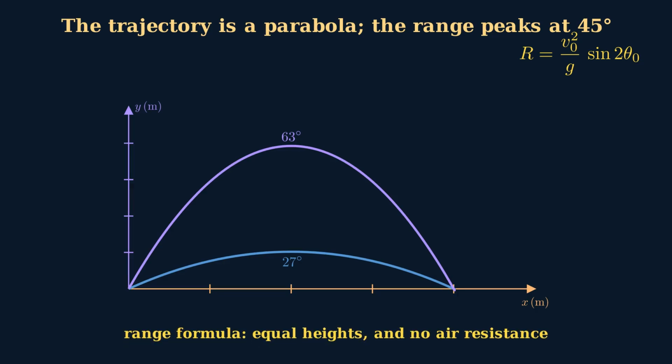Two cautions before you trust the formula. It only holds when launch and landing heights are equal. For a basketball or a shot put, 45 degrees is no longer optimal. And it assumes no air. A real fly ball falls well short of the vacuum prediction.